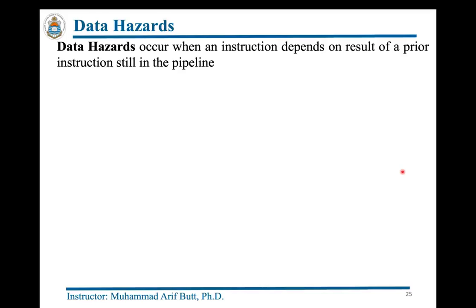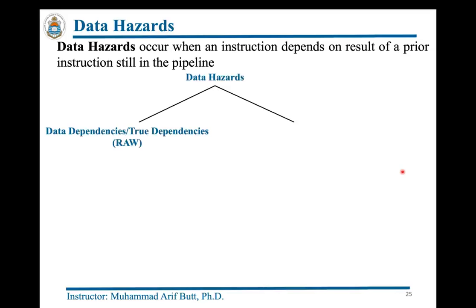Well, the second class of pipeline hazards are data hazards, which occur when an instruction depends on the result of a prior instruction still in the pipeline. Data hazards can further be classified as data dependencies or true dependencies, or simply RAW, that is read after write hazard.